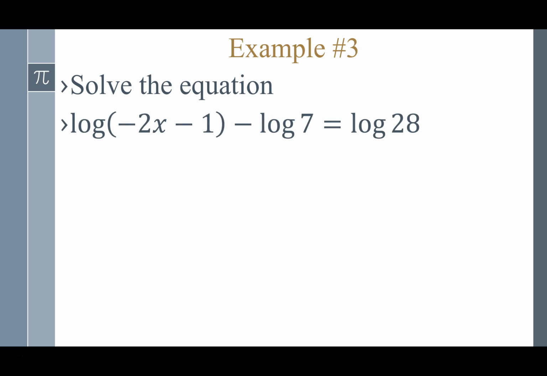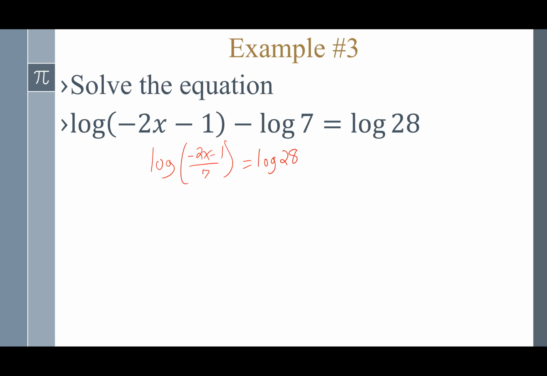So we have log of negative 2x minus 1 minus log 7 equals log 28. Well, here's where we need to use our rules for condensing. If we're subtracting two logs, we can condense that by division. So this becomes log of (negative 2x minus 1) over 7 equals log of 28.